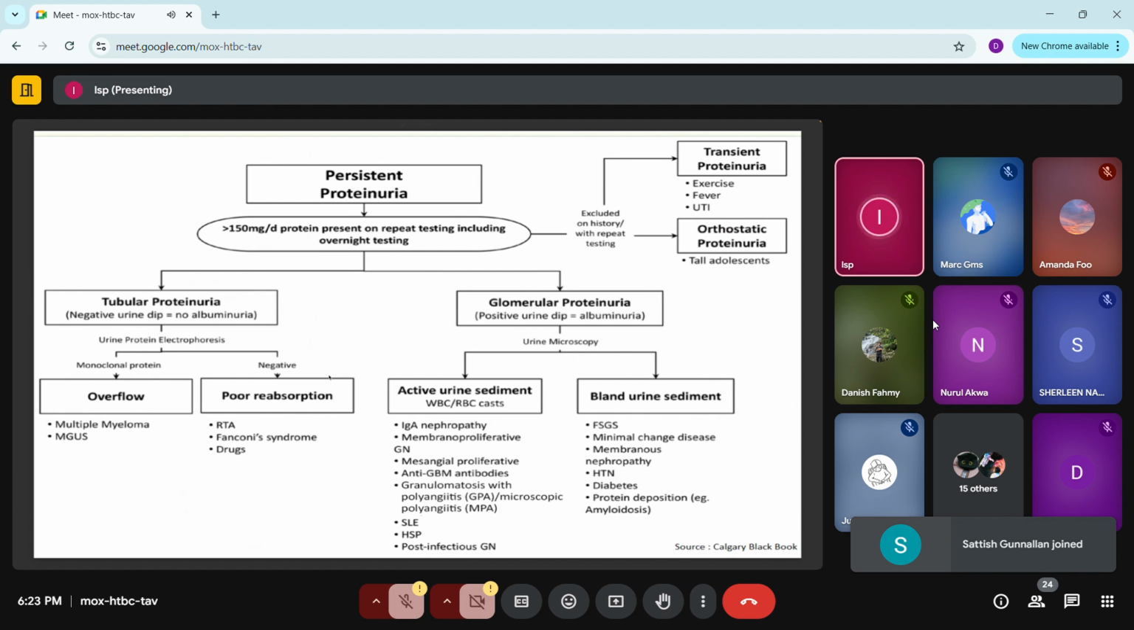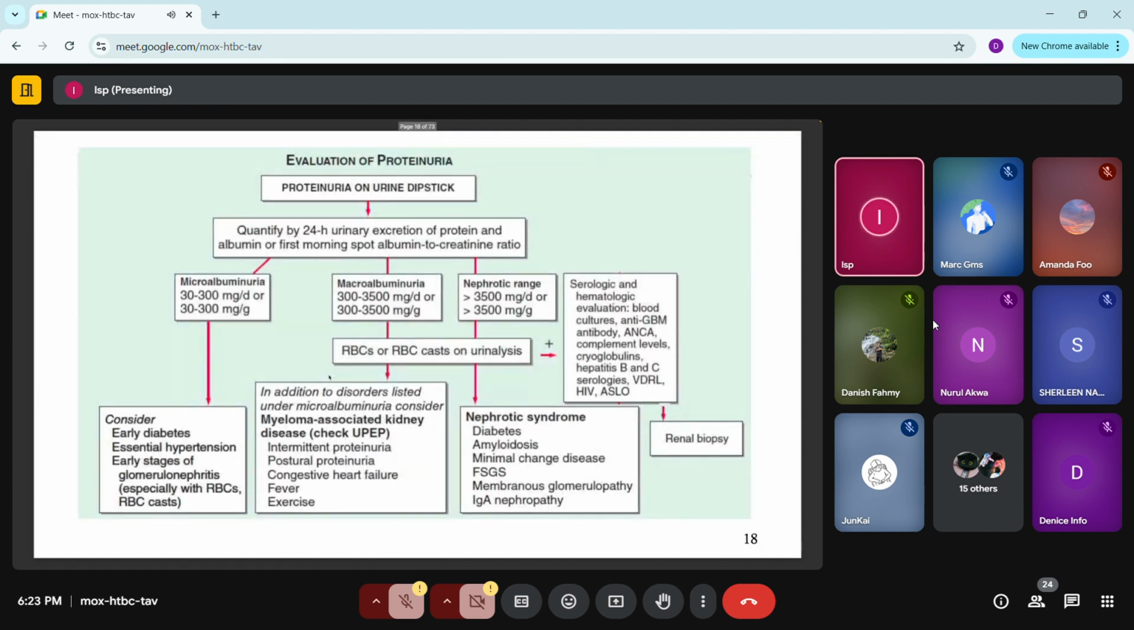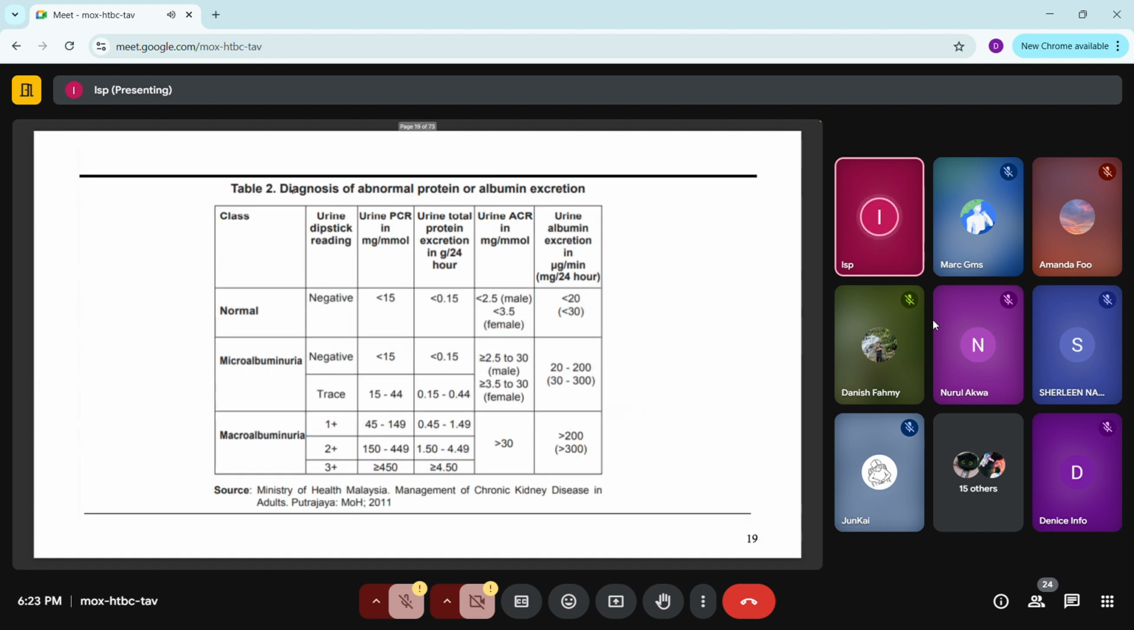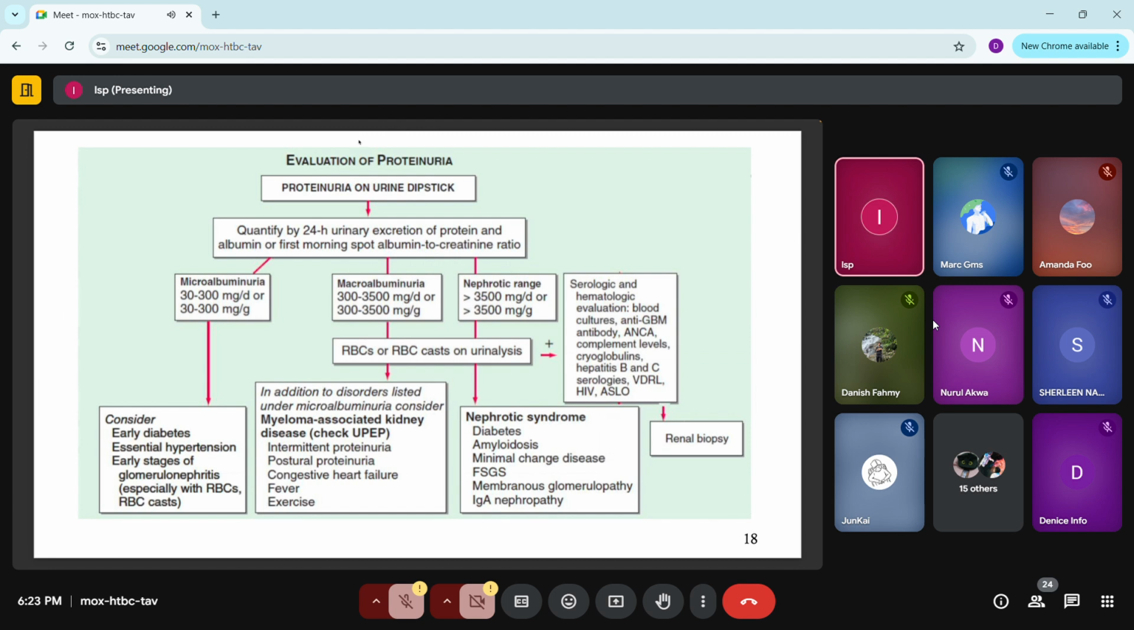Okay, so basically for proteinuria, we divide. I forgot about these slides. This is a bit complicated. Remember this one. How do we evaluate proteinuria? We always quantify it. We want to know whether this is nephrotic or non-nephrotic range proteinuria. Nephrotic range means your 24-hour urine protein is more than 3.5 gram per day. Okay, remember this cutoff number. Later we'll come back to nephrotic range proteinuria again.